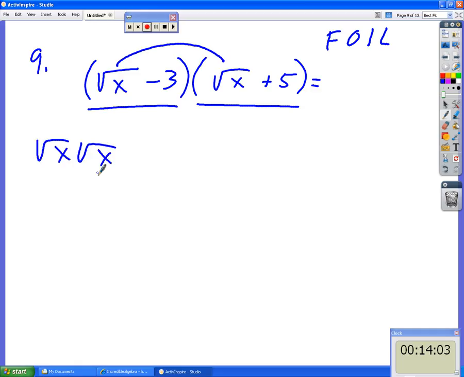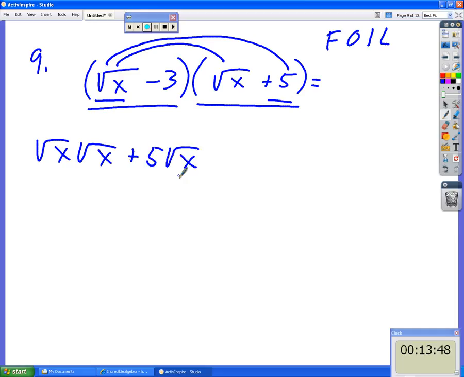Then I'm going to take the outside. Got the 2 on the outside. This one's on the outside. This one's on the outside. I'm going to take the plus 5 times the square root of x. Gives me a positive 5 square roots of x.